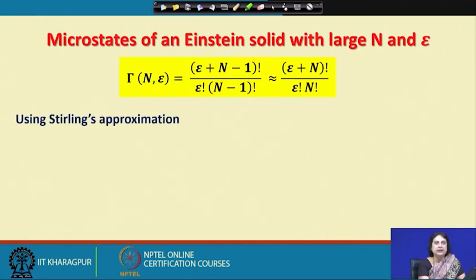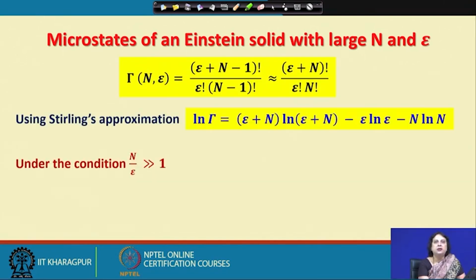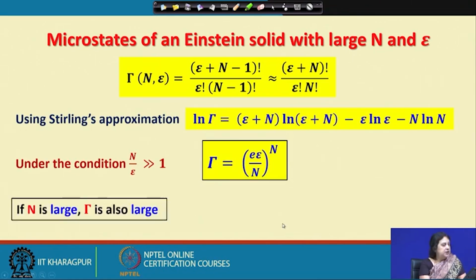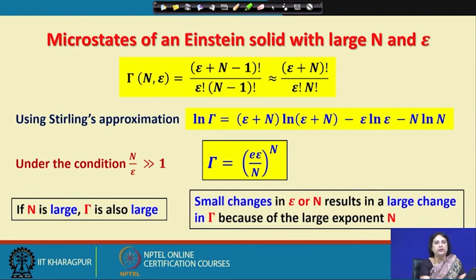So, we have already seen how to calculate the number of microstates of an Einstein solid when this particular condition, n by epsilon, is taken to be much greater than 1, and we find that for each value of epsilon, gamma is also very large for a given large number of simple harmonic oscillators.